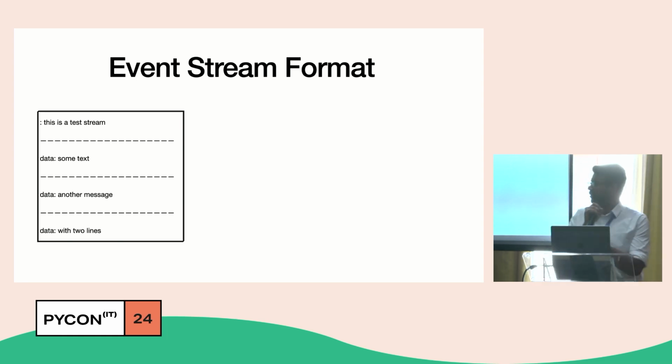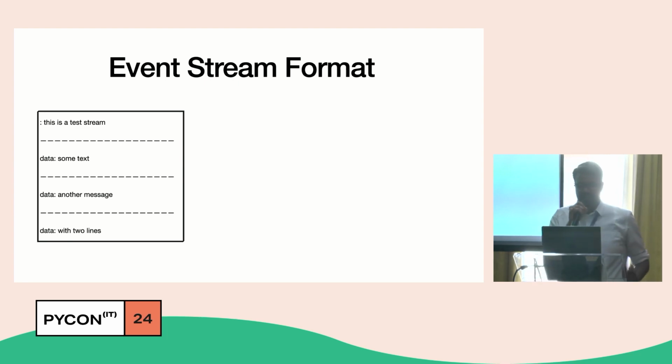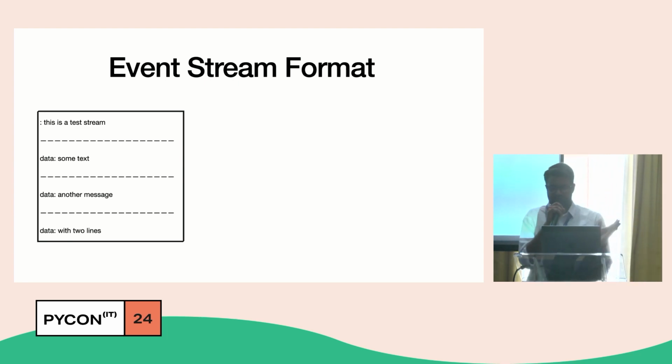So this is how a normal event looks like. You can see that whenever there's a \n\n, the message is sent from the server to the client. And the colon, as you see over here, just marks the data as a comment.